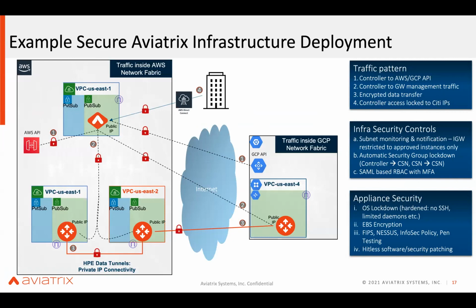Then other things around infrastructure security. The questions would be: how did you secure the controller? How did you secure Copilot? How did you secure the gateways? How did you secure the firewalls? How did you secure login to the controller? Were you doing RBAC? All these kinds of things. So thinking through those things in your design is going to be important.